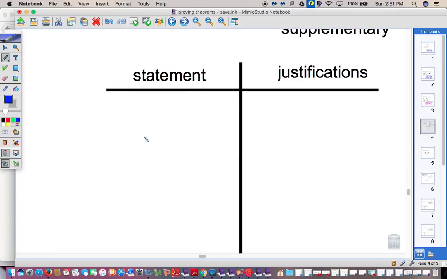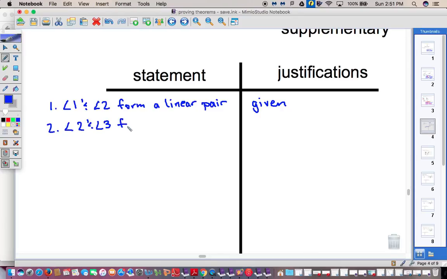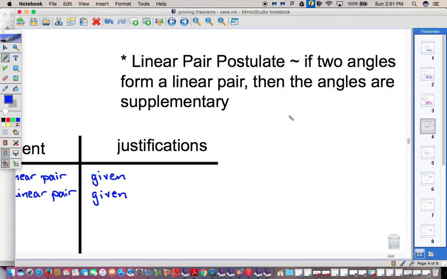I'm going to start by saying number 1 is that angle 1 and angle 2 form a linear pair. And that's given. And then we've got that angle 2 and angle 3 also form a linear pair. And that's given. Okay, and by definition of linear pair, we know from the linear pair postulate that if two angles form a linear pair, then their angles are supplementary.